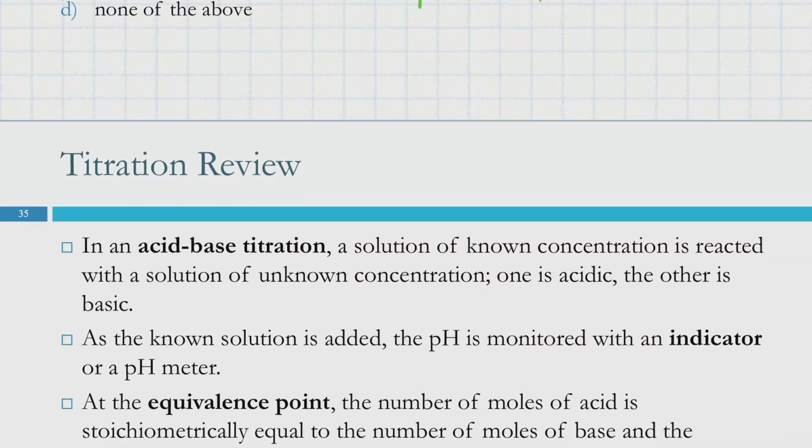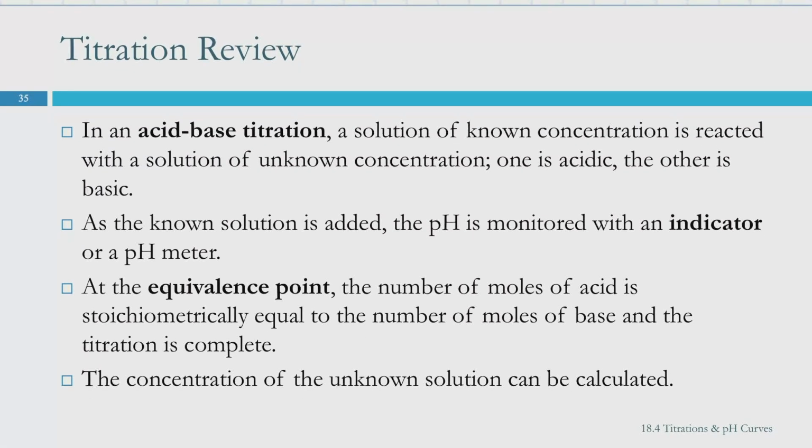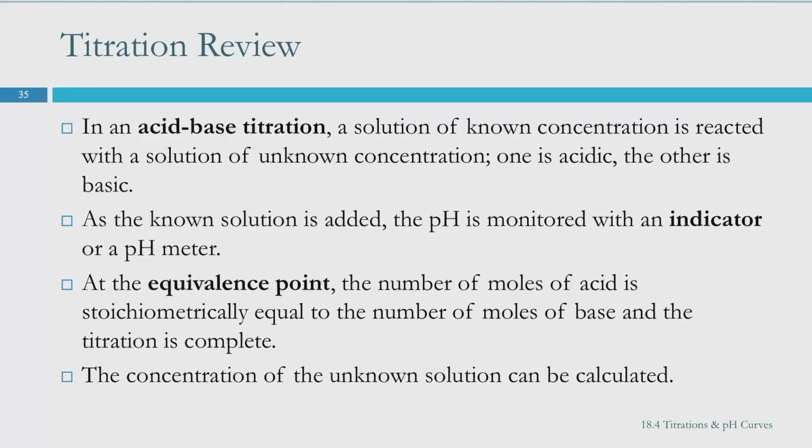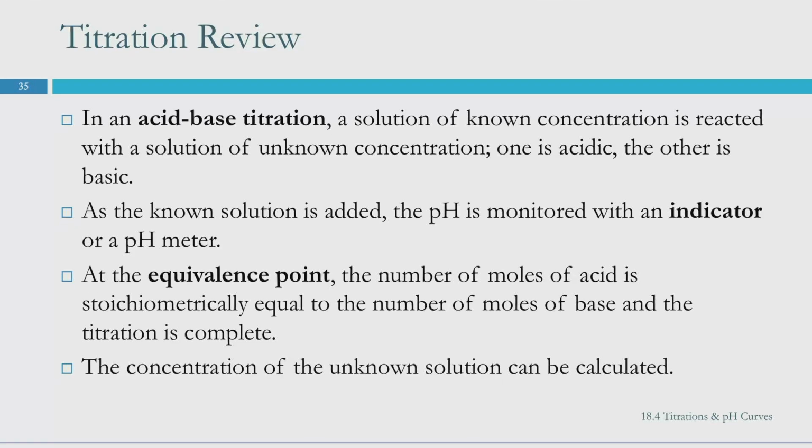Great. All right, some review of titration. We've been doing titrations in lab. You did titrations in 3A. If you took it, you did titrations in 1A. So we'll just review it somewhat quickly. When we're doing an acid-base titration, we're taking a solution of known concentration. We're reacting that with a solution of unknown concentration. One of those needs to be acid, the other needs to be base.